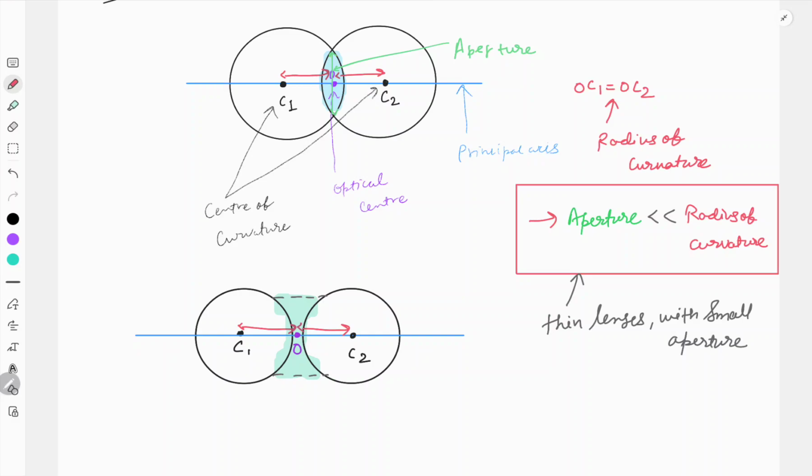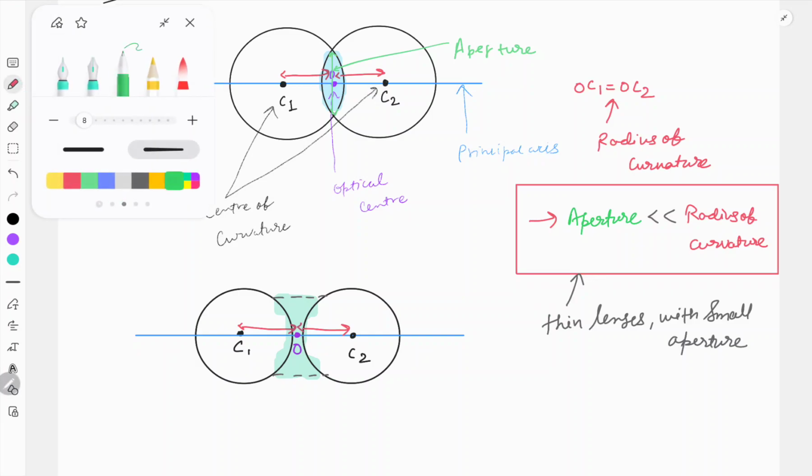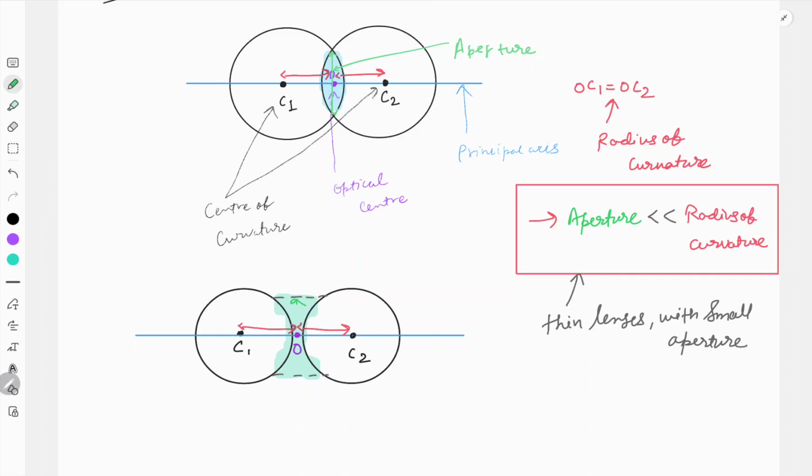Okay, our optical center is done, principal axis done, centers of curvature are done, and the radius of curvature is also done. The only thing remaining is aperture. So let's talk about aperture as well. So this will be the aperture. Okay, so these were the terms represented in the convex lens and the concave lens also. And we also talked about how we take thin lenses with small aperture. Basically aperture is much less than the radius of curvature.